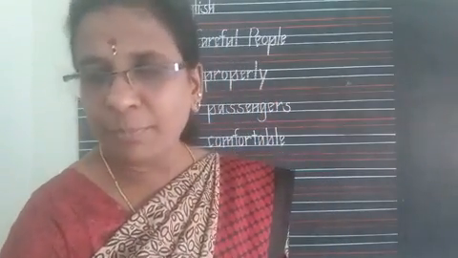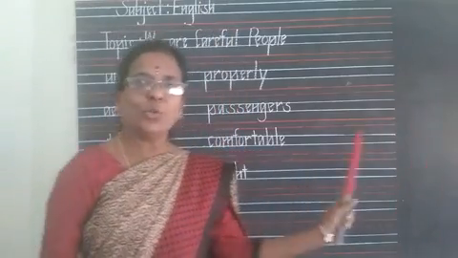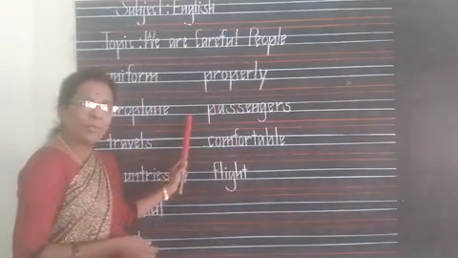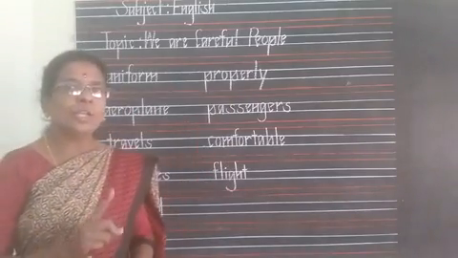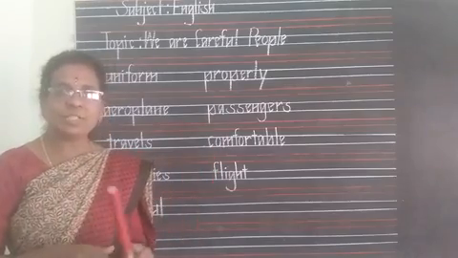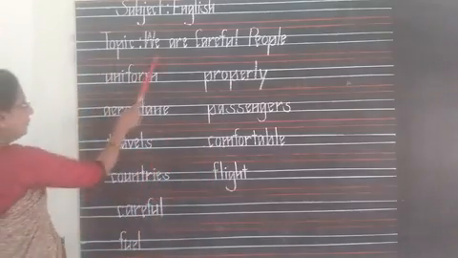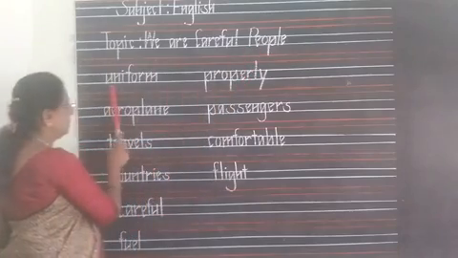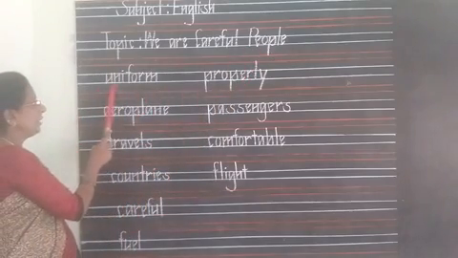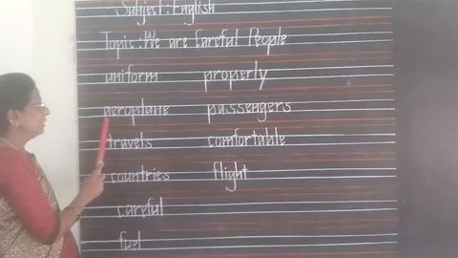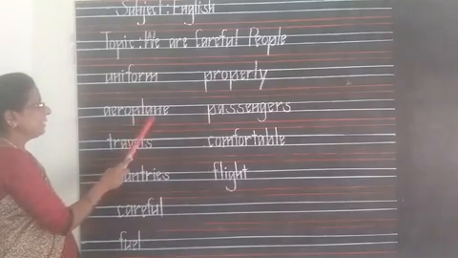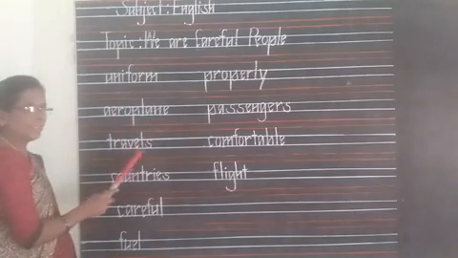Okay, now I am going to read some new words. I have written them on the blackboard. Now I am going to read these new words. Listen carefully and practice these words' spellings. We are careful people. Uniform. U-N-I-F-O-R-M. Uniform. Aeroplane. A-E-R-O-P-L-A-N-E. Aeroplane.